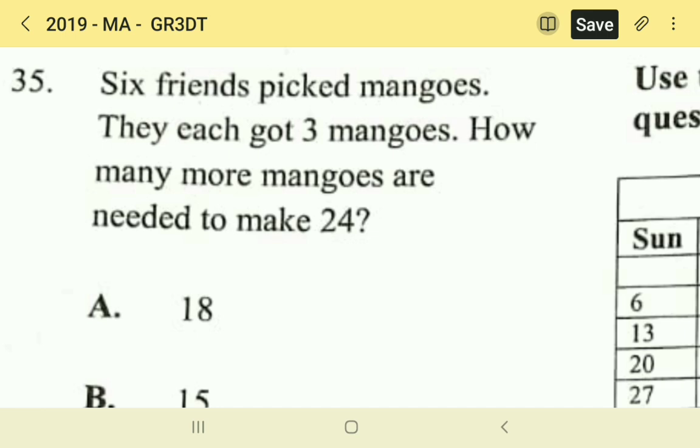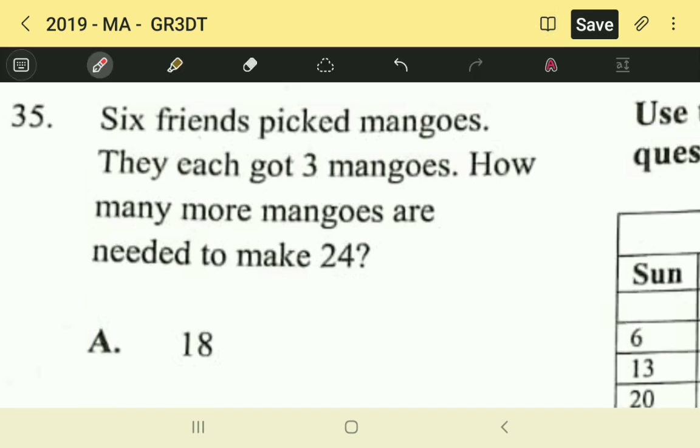6 friends picked mangoes. They each got 3. So 6 of them got 3. It is 6 times 3 equals 18. I hope this is a repeat.